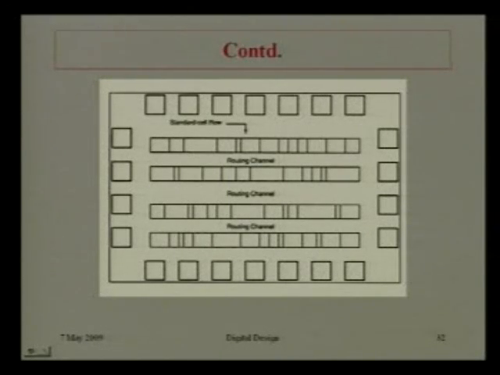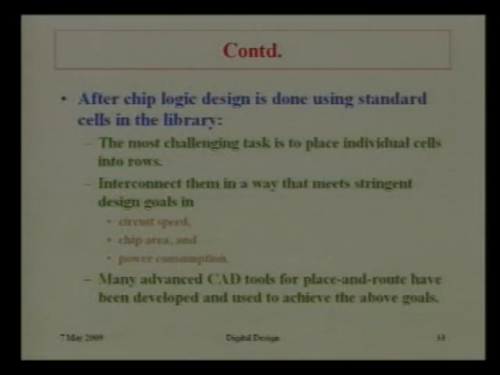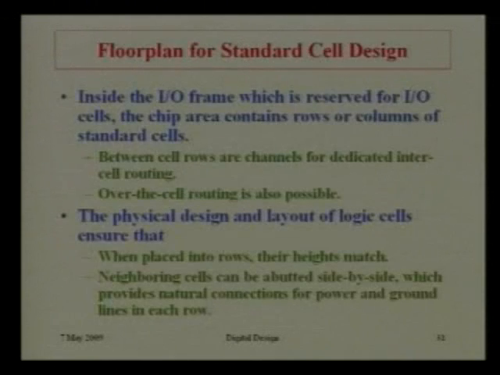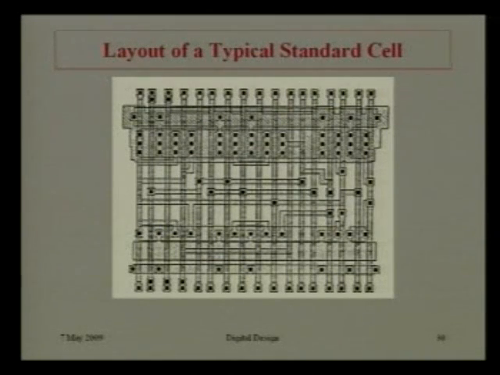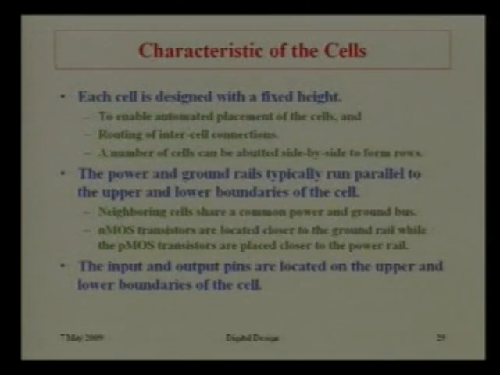See the way it is drawn: some rows, again some space for the routing channel, again some rows, and within those rows your cells are placed. And this boundary is for your IO pads, all the input output pads. One by one you will be seeing that.